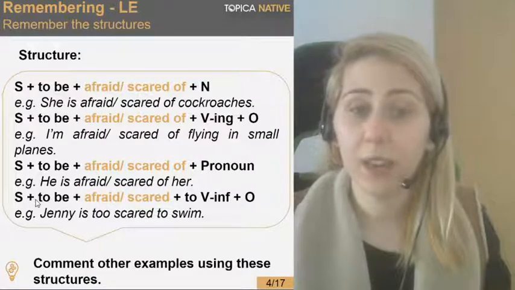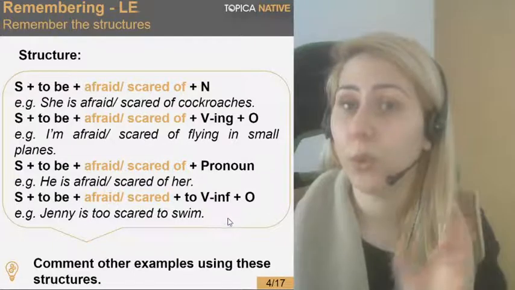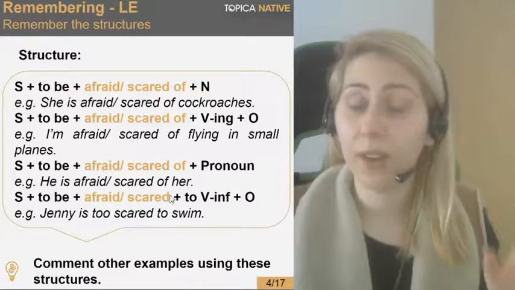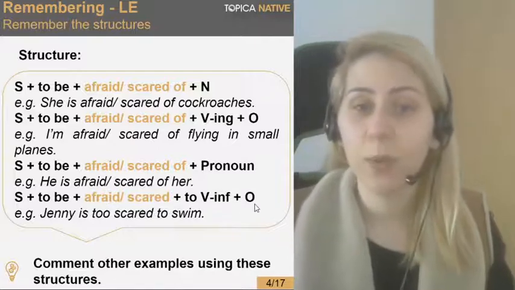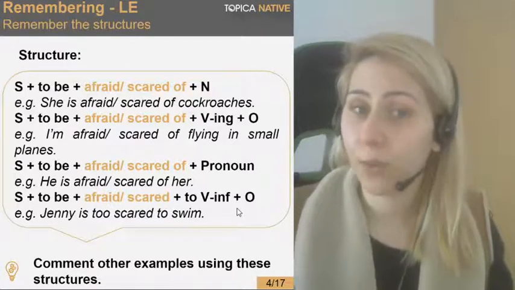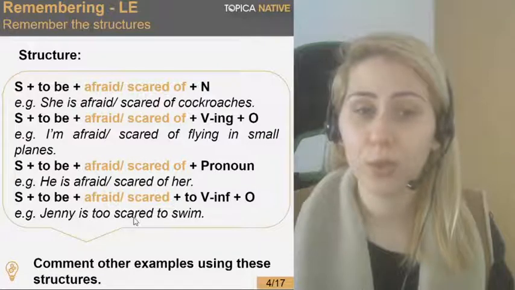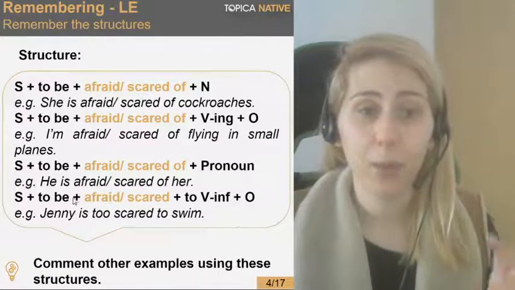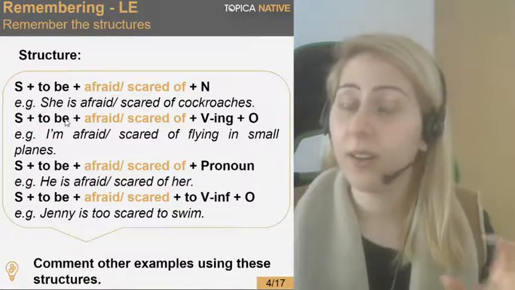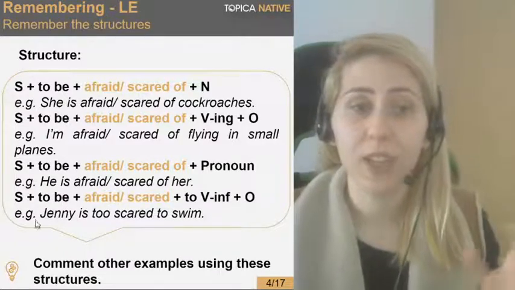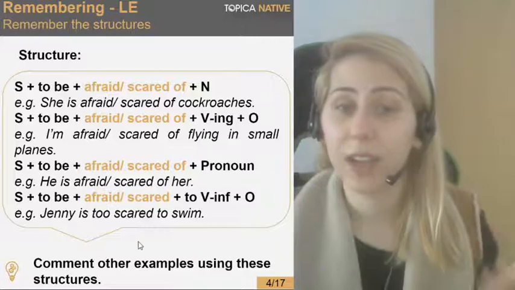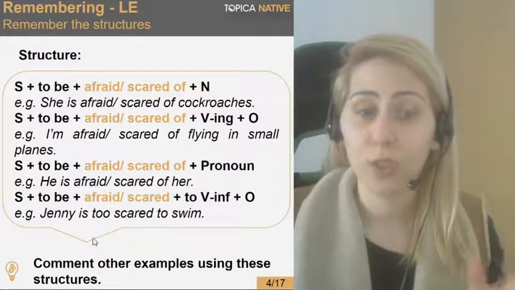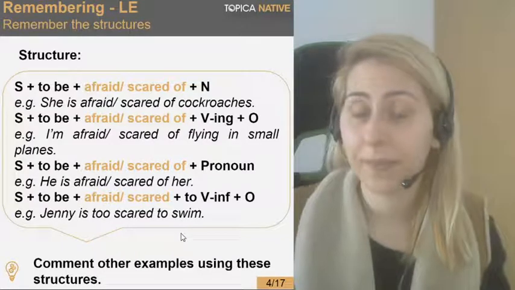Now, let's get over to our a bit different structure: to be scared or afraid to do something. So we can use a preposition to, but we don't have of in this part. And we would have the verb with the infinitive form. Jenny is too scared to swim. The difference between number 4 and number 2 is very small. You could say Jenny is too scared of swimming, or she's too scared to swim.